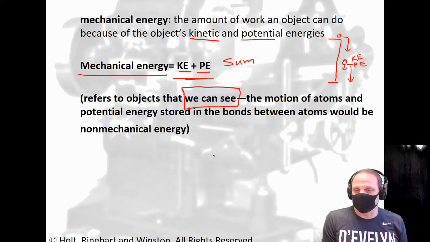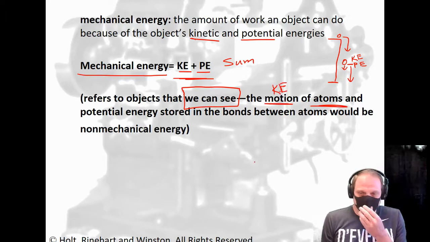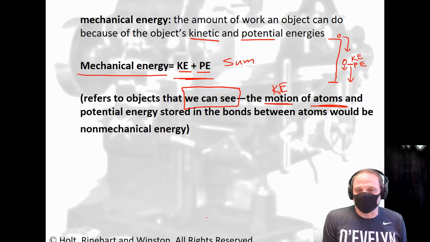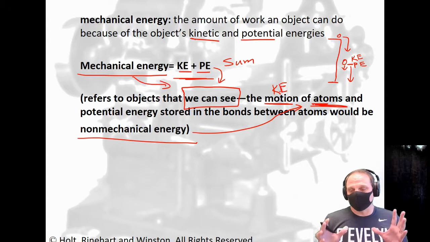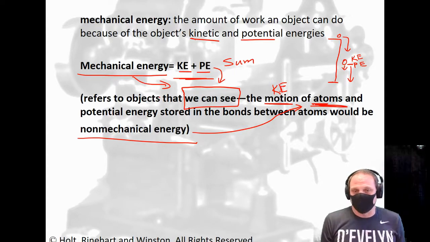If we go down to the size of atoms, we talk about the motion of atoms. Well, motion is kinetic energy, right? And so if I have motion of atoms, that's still kinetic energy, but it's not stuff that we can see, right? And so if it's down to the size of atoms, we call it non-mechanical energy. The big stuff, the stuff that we can see, that's part of mechanical energy. But the stuff that's really small, we're going to call non-mechanical energy.